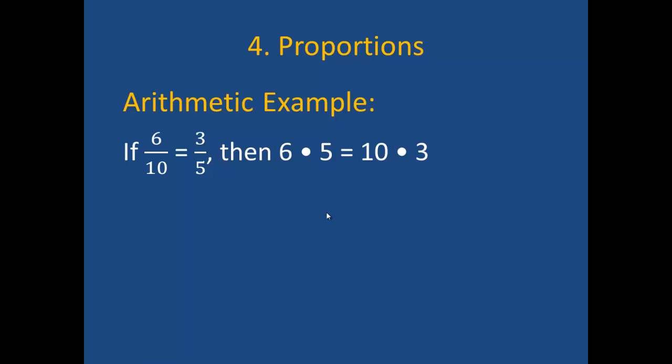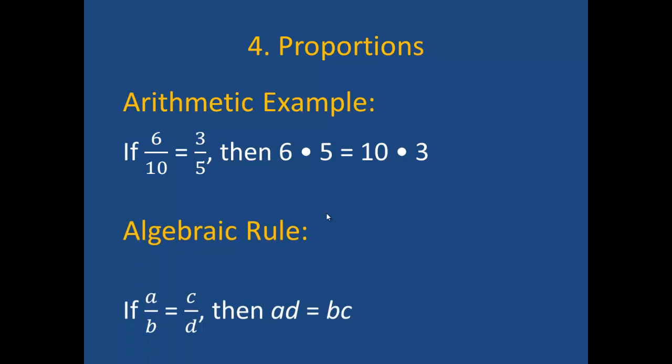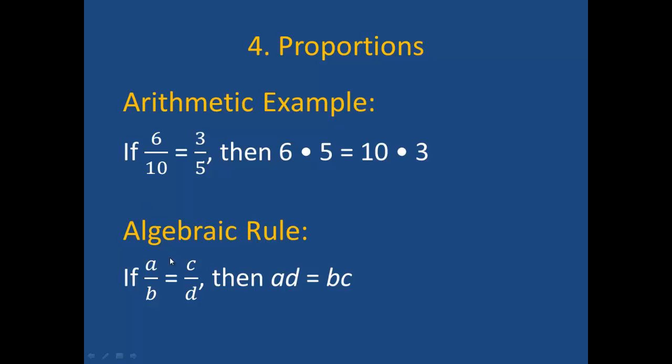However, algebraically, we like to generalize. So we use the algebraic rule that if A over B is equal to C over D, then A times D must equal B times C. And it's important to note that B cannot equal 0 and D cannot equal 0, because at no time can we divide by 0.